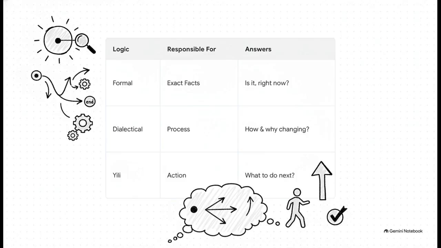And finally, Yili logic is responsible for the decision, the action. It answers the ultimate real-world question. What do we do next? Without the point, the line is abstract. Without the line, the point is just an isolated fragment. And without the decision, knowing the point and the line doesn't actually help anyone survive.